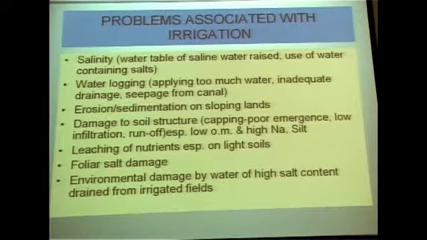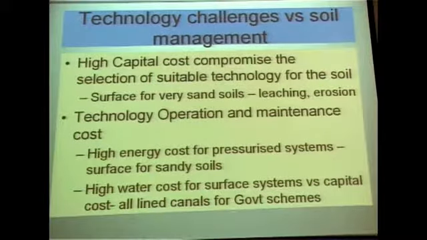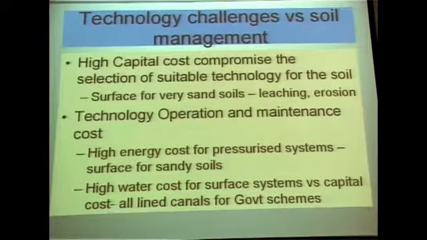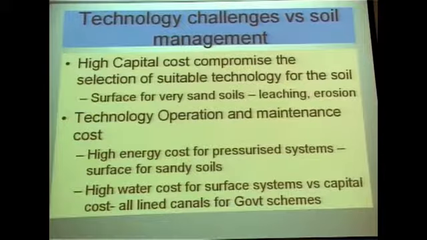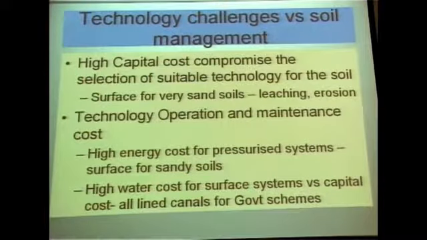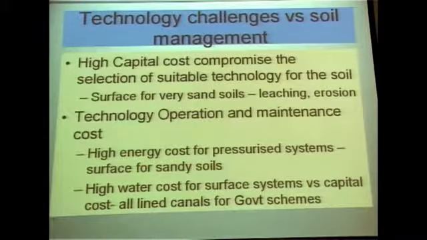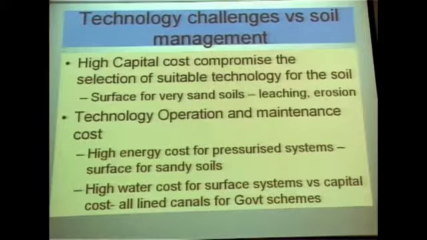Technology challenges with regard to irrigation. Because of costs, we tend to compromise on the selection of the suitable technology, so much that at times, although we might know that surface irrigation, for example, is not suitable for very sandy soils, because of the high cost involved, at times we tend to go for that, and we tend to have all these problems of leaching and erosion. Also, technology operation and maintenance is a high cost, especially for pressurized systems.